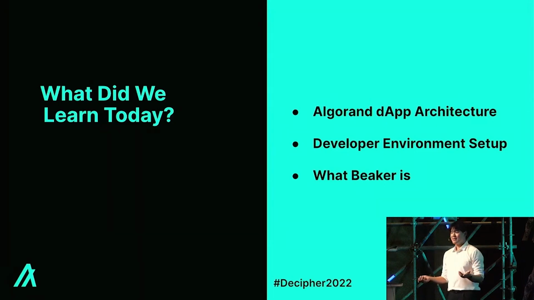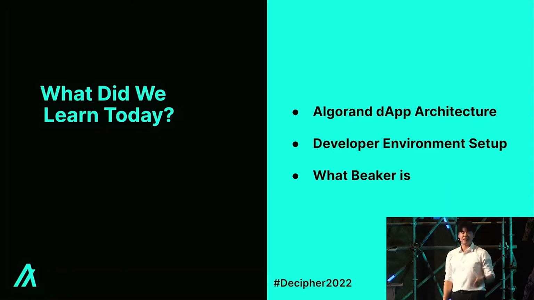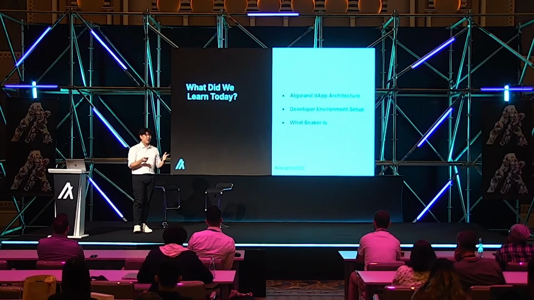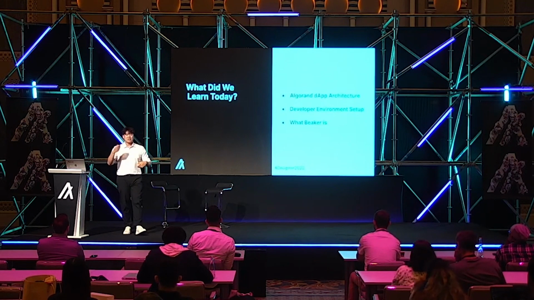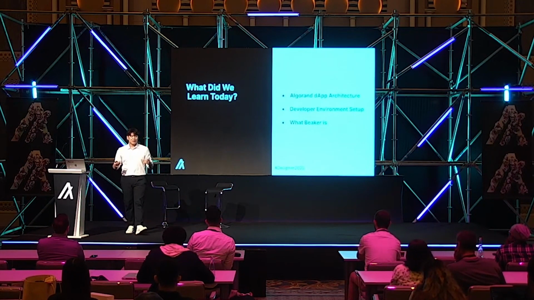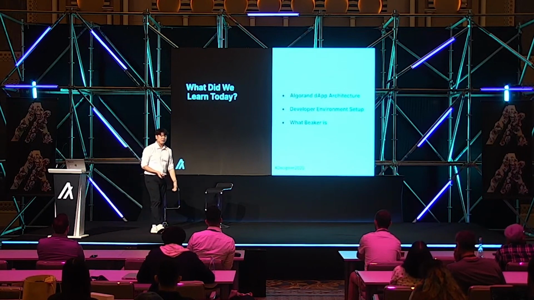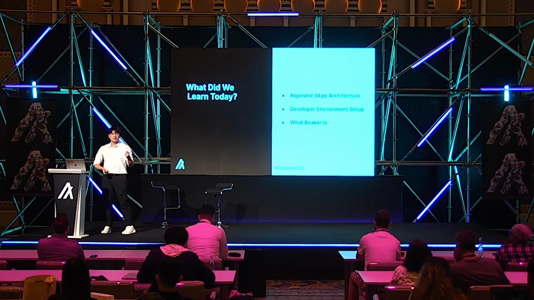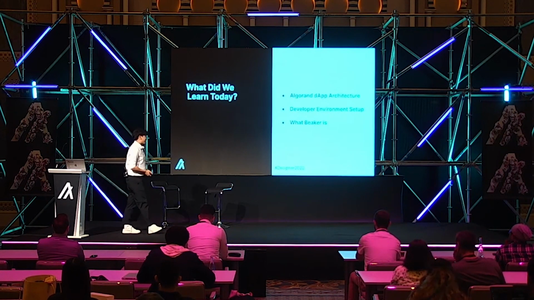So that's it, guys. That's everything about Beaker. So what did we learn today? Let's do a quick recap. We first talked about what a dApp architecture looks like on Algorand, just to do a quick comparison of a Web 2 application and a Web 3 application. And it's not too complex. We're just adding the Algorand blockchain, and a smart contract lives there, and we interact with it using the Algorand SDK. And then we talked about how to set up your development environment to build with Beaker. And then we took a deep dive into what Beaker is, looked at each of the components, and why it's such a powerful tool.